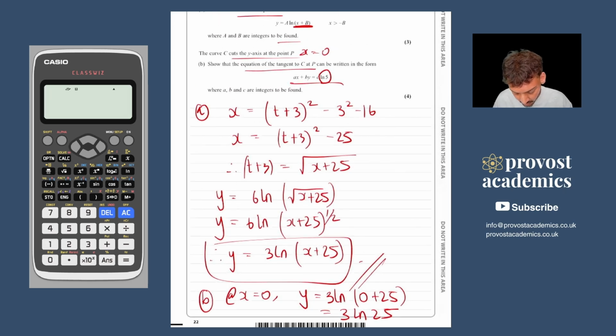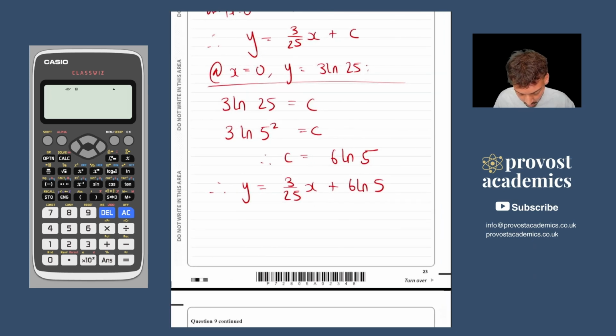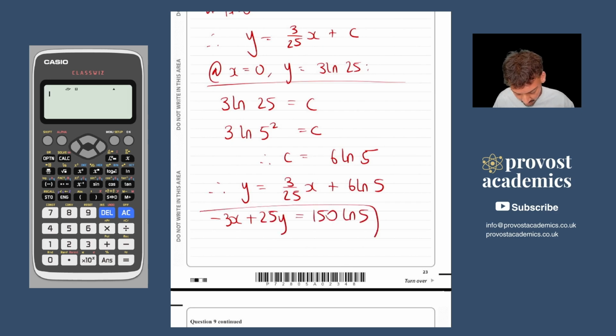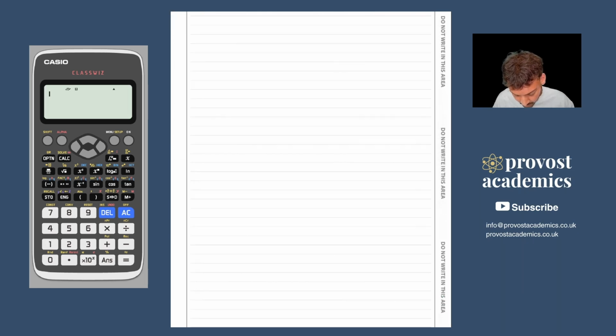They want all the x's and y's on one side, so we'll just need to simplify this a bit more. So if I times both sides by 25 each and bring the x on the left hand side, again, minus 3x plus 25y equals 150 ln 5, and that is my final answer. Let's keep going.